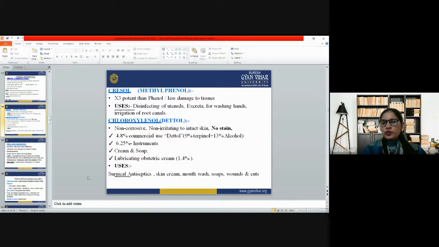Now, 6.25% is used to clean instruments. Then it comes in creams and soaps also. Lubricating obstetric cream is 1.4%, and its uses include surgical antiseptics, skin creams, mouthwashes, soaps, wounds, and cuts. So mainly it is used in cuts and wounds, as a mouthwash, and for surgical antiseptics. So it is very widely used.